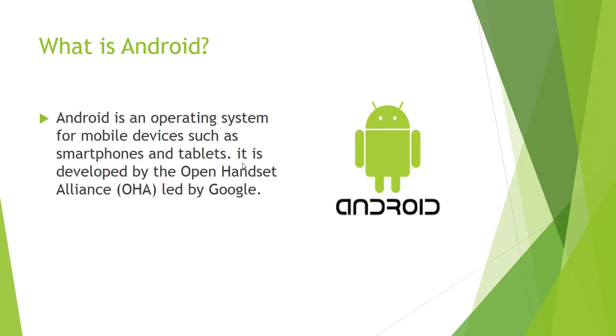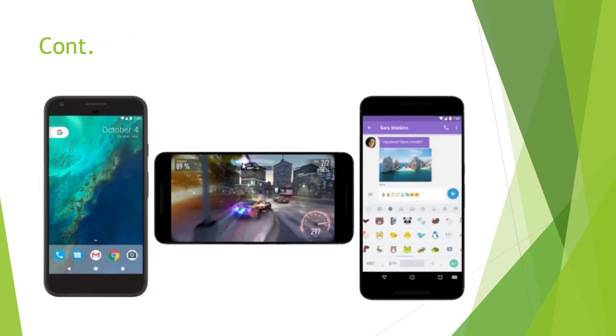What's Android? Android is an operating system for mobile devices such as smartphones and tablets, which was developed by a developer team led by Google. The Open Handset Alliance, or OHA, is a group of developer teams led by Google. And this is some applications of Android. This is a view of the Android OS, and a car racing game and a chat application.